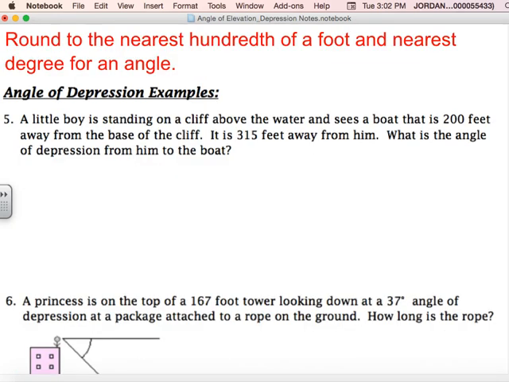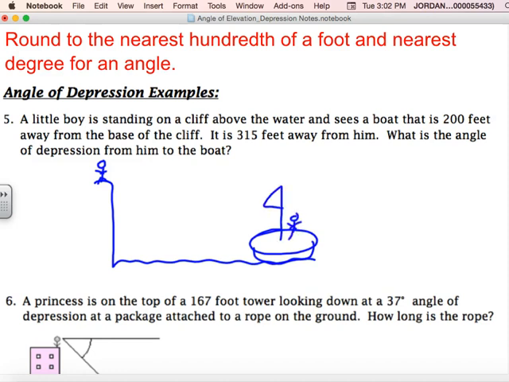All right, so let's go ahead and practice some. So we got a little boy standing on a cliff, and he sees a boat that is 200 feet out on the water. So there's water below the cliff, and we've got a boat out here. I'll just make it a little sailboat or something. So he's looking out at this boat. All right. Now, we draw the horizontal line and his line of sight, and we know that that angle that is made there, well, that's actually what we're trying to find. What is the angle? So we're trying to figure out what is this angle X.